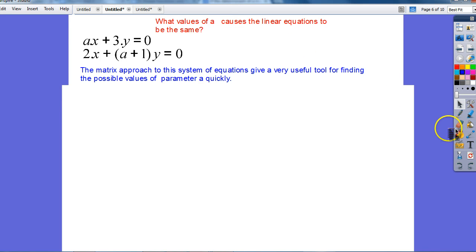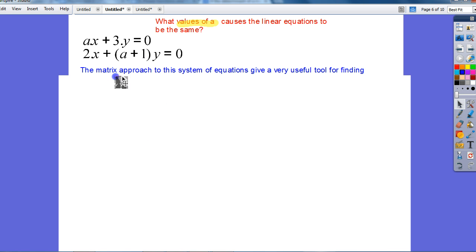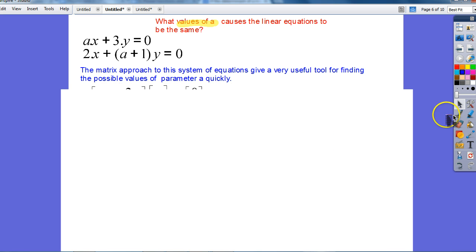So the fundamental question is, what values of A cause the linear equations to be the same line? This is our approach, and this is where the matrix equation form of the equations comes in. The matrix approach is very powerful. It gives us a useful tool to find the possible values of a parameter very quickly. What kind of tool do you think that is?